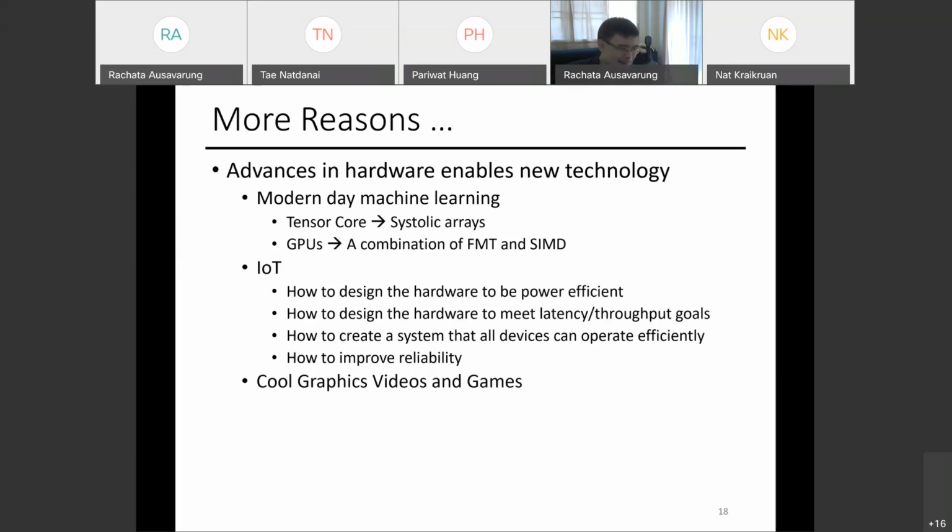And I think by this point, I realized that a lot of you play computer games, right? Including myself, I do play games too. So a new piece of hardware like a graphics card enables cool graphics in videos and games.